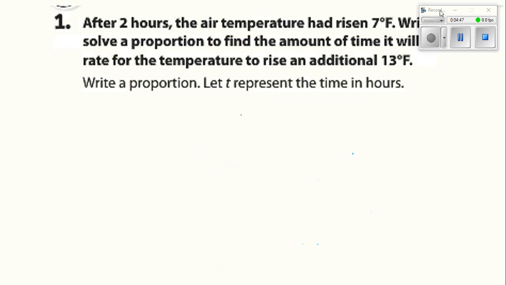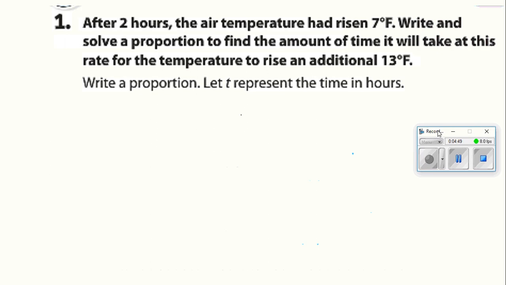Here's an example of one of the problems that we're going to have to learn for our quiz. After 2 hours, the air temperature has risen 7 degrees Fahrenheit. Write and solve a proportion to find the amount of time it would take at this rate for the temperature to rise an additional 13 degrees Fahrenheit. It says we're going to write a proportion letting t represent the time in hours.